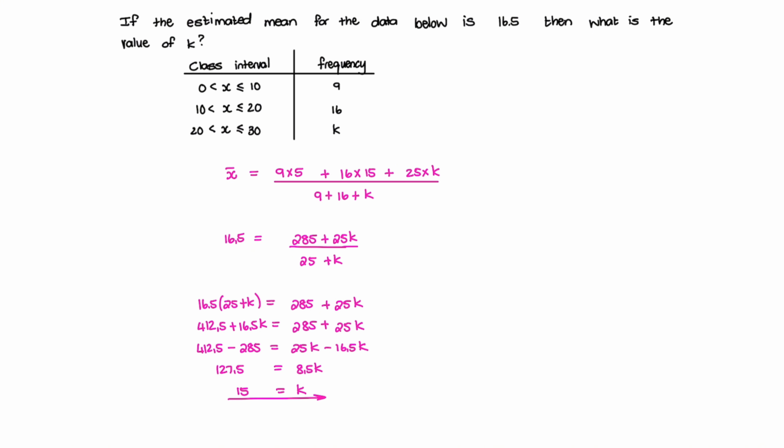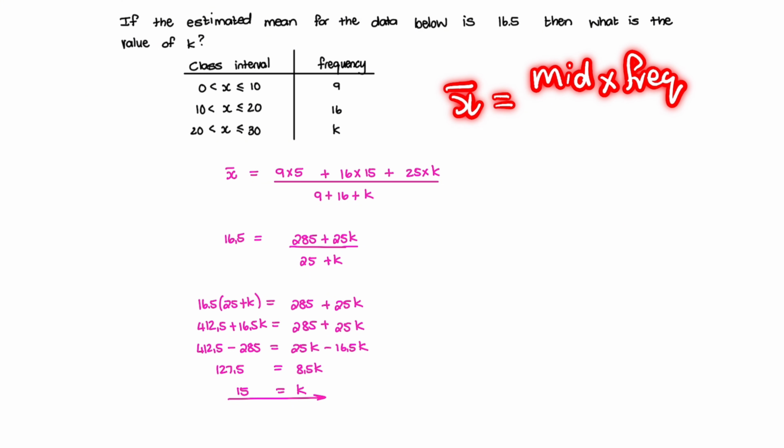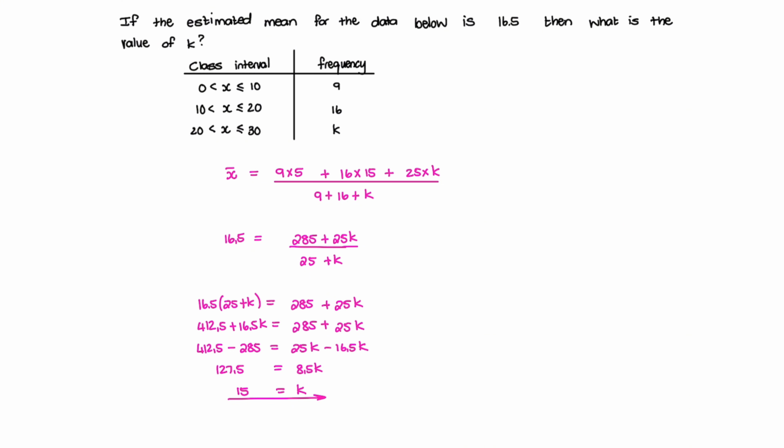And in order to find the estimated mean, remember we need to use these midpoints. So the midpoint between 0 and 10 is 5, between 10 and 20 is 15, and between 20 and 30 it is 25. So in order to find the estimated mean, I'll take the midpoint, multiply it with the frequency, and I'll add all of those values up.